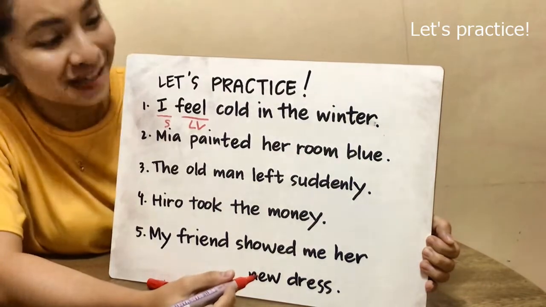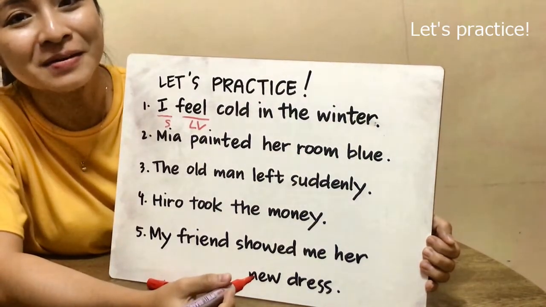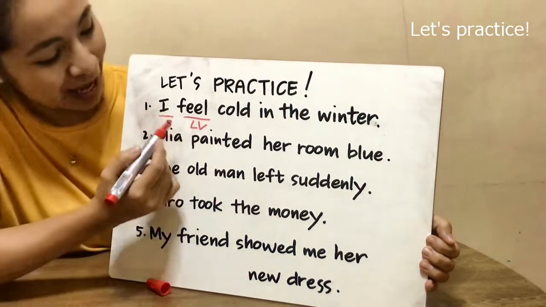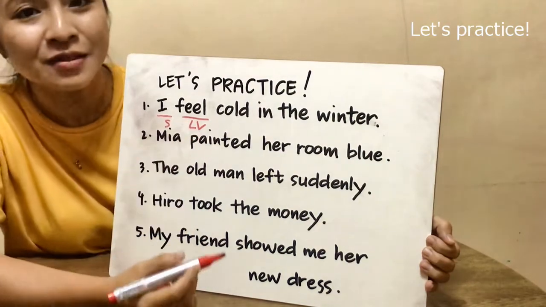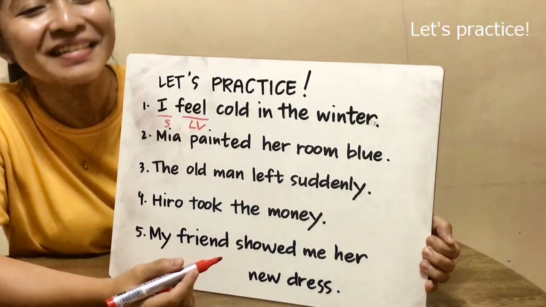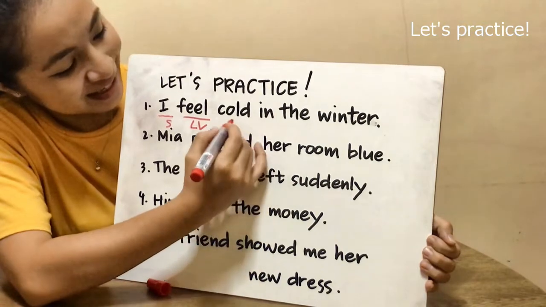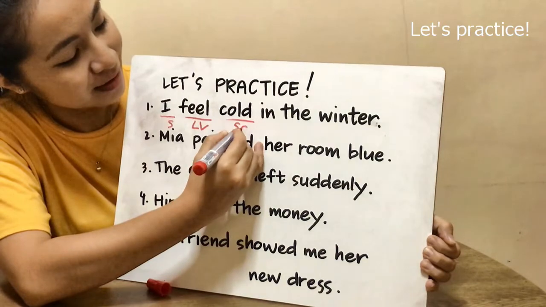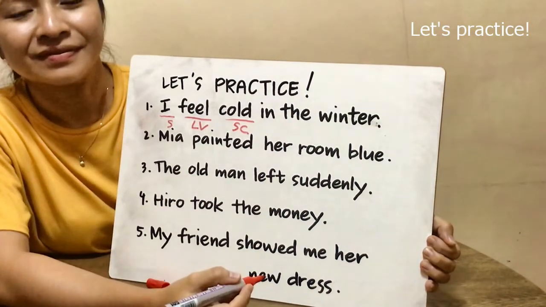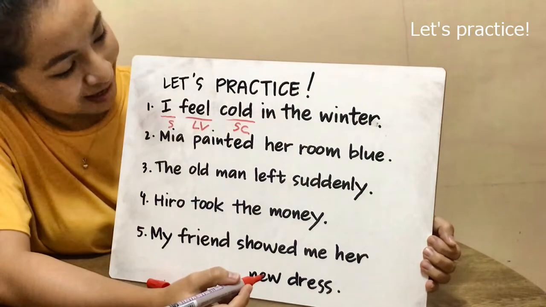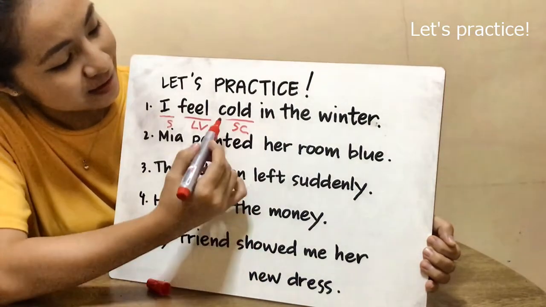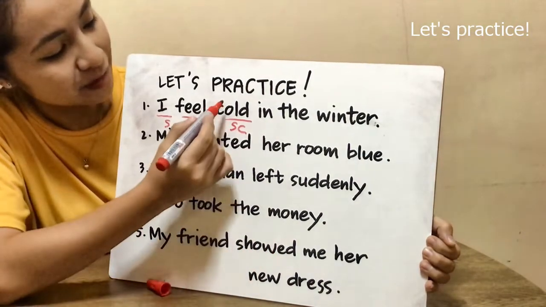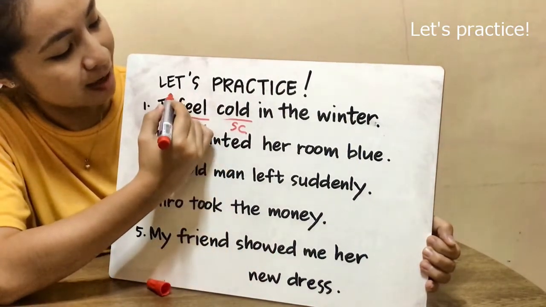Oh, how about the next word? We have here cold. Can you guess? So we have S+LV. So what is the next one? That's right. It's SC or the subject complement. And in this case, subject complement is an adjective. Yeah, it describes your subject, I.